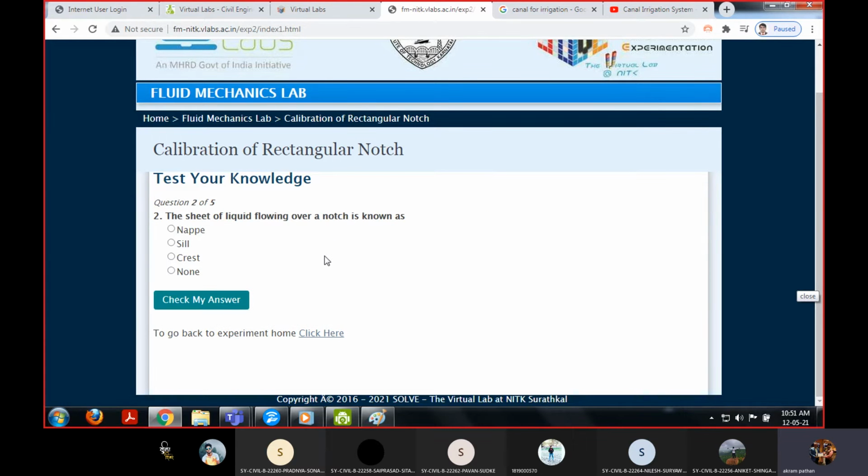Now next one is, anybody unmute yourself and read this question with all the options. The sheet of liquid flowing over the notch is known as: first option, nappe; second option, seal; third option, crest; fourth option, none. So which option is correct?